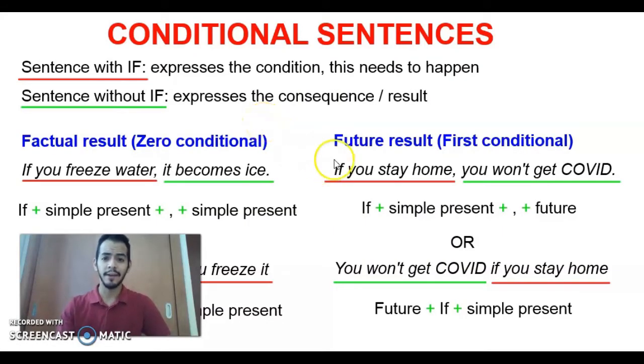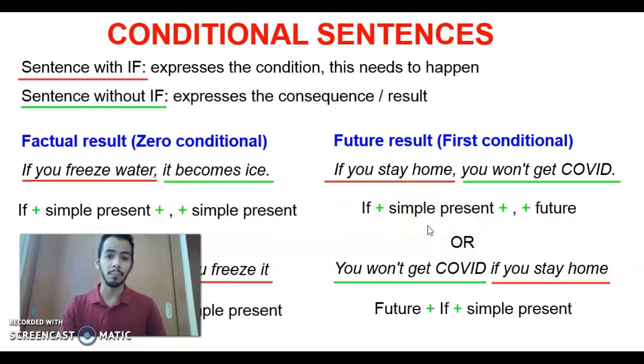Okay, so now let's take a look at the future result or the first conditional. Be careful, don't confuse zero conditional with first conditional. Now the first conditional uses if plus simple present, comma, plus future. This is a future result. So we have an example over here. Let's read it. If you stay home, you won't get COVID.